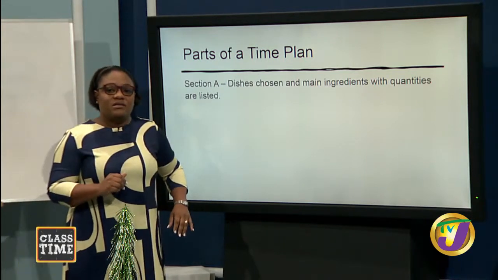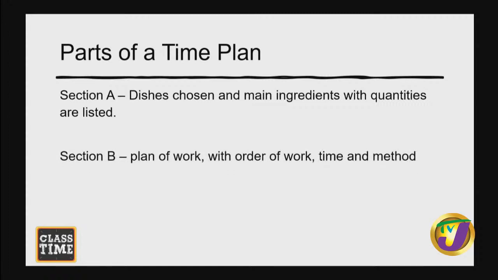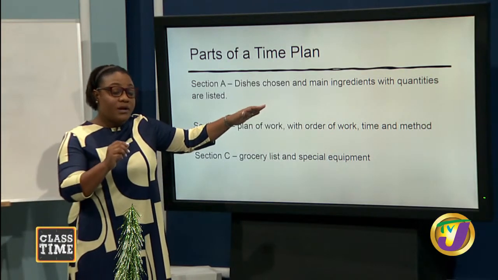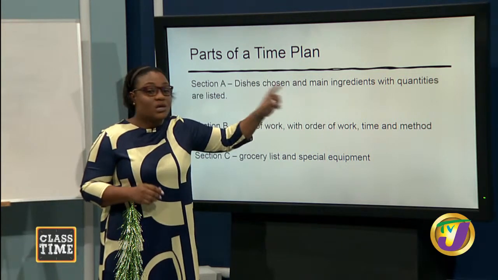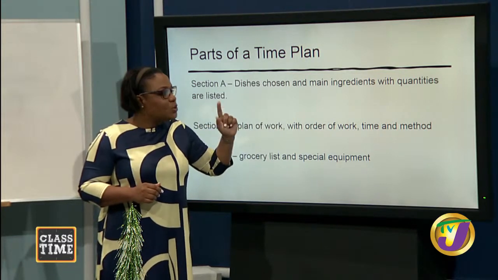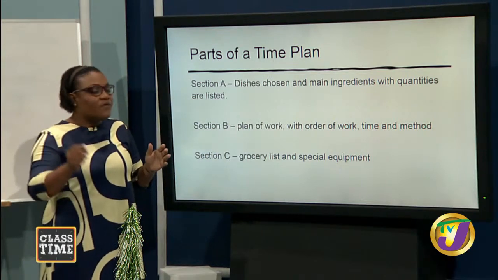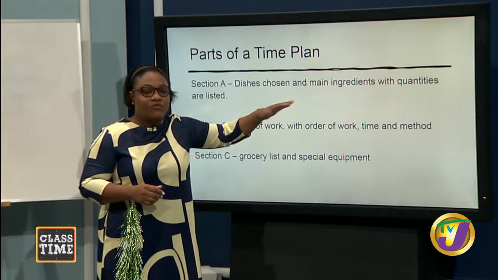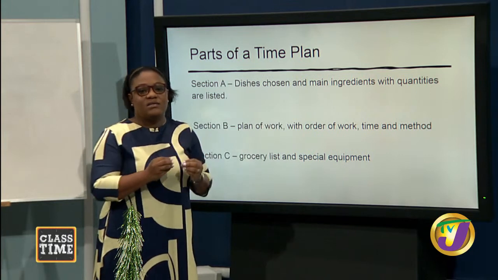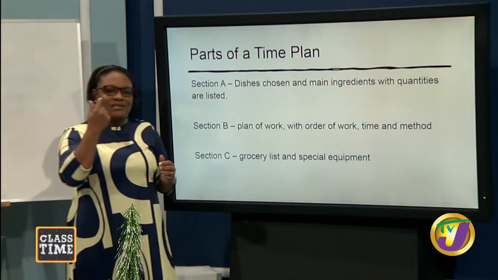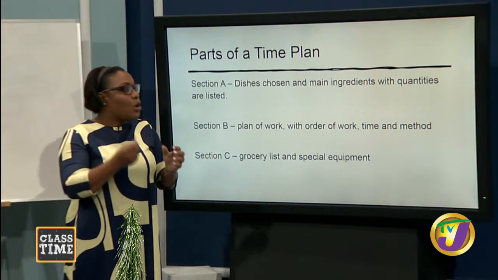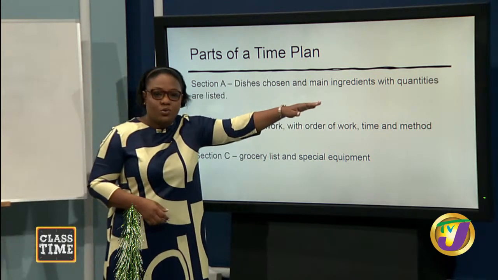The time plan has three parts: Section A, Section B, and Section C. Now, Section A is the section where you choose your dishes according to the task that is required of you. The dishes or activities chosen relate to family resource management, but we're focusing on food and nutrition for now. The dishes that you choose must have the main ingredients with quantities. Students tend to not see that word, quantities. They just write a list of ingredients. It has to have the quantity. Remember, you are doing the time plan according to a task that is given, and you have to demonstrate understanding of the task. Understanding comes with accurate information, and accuracy must include quantity.